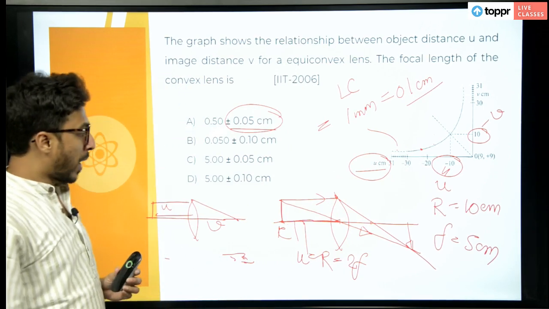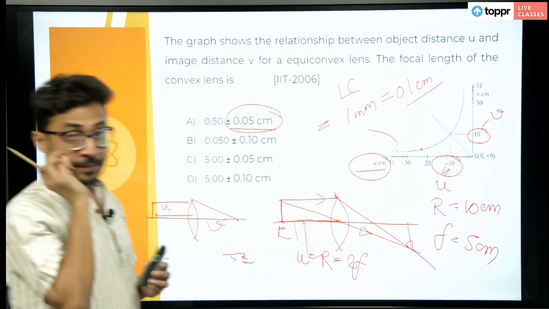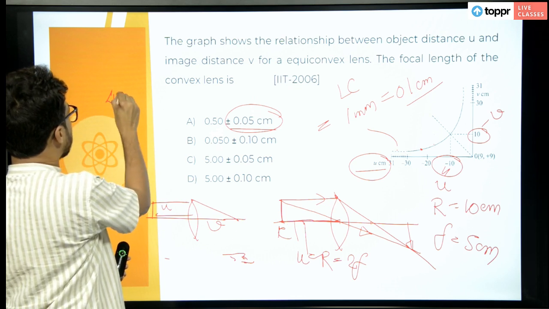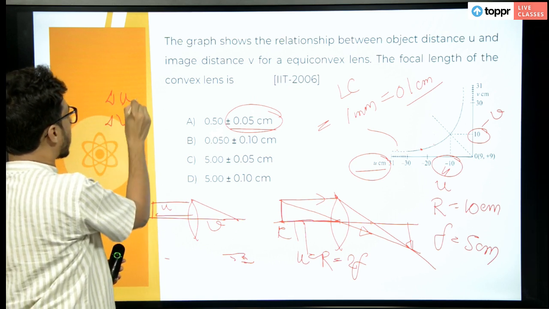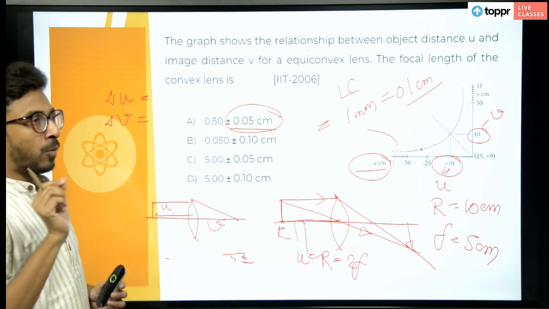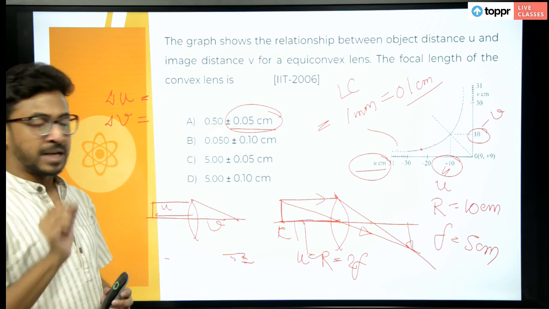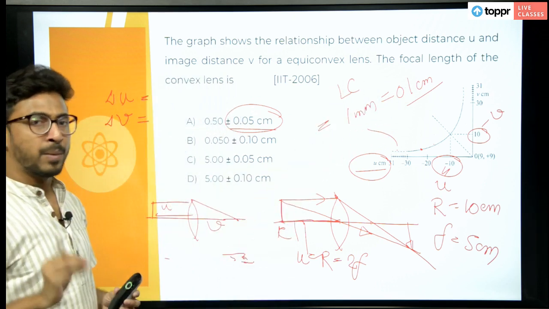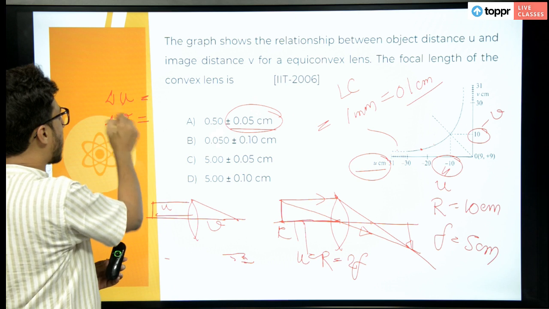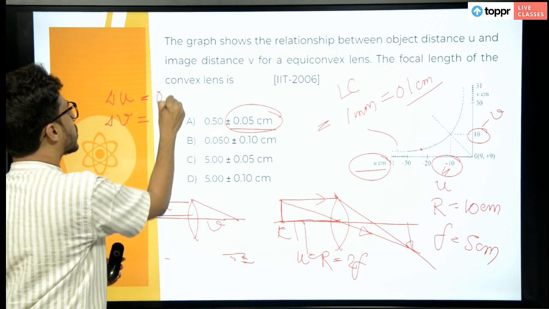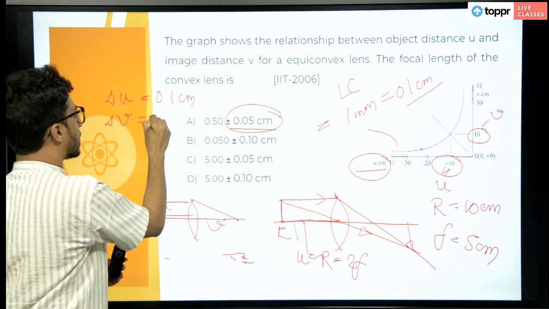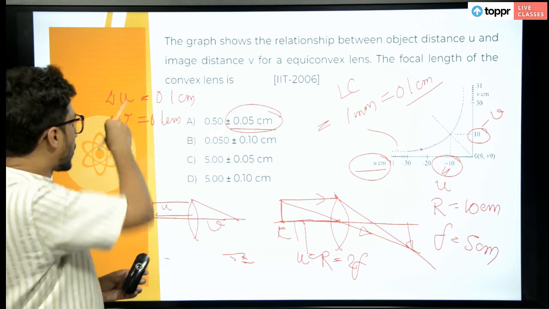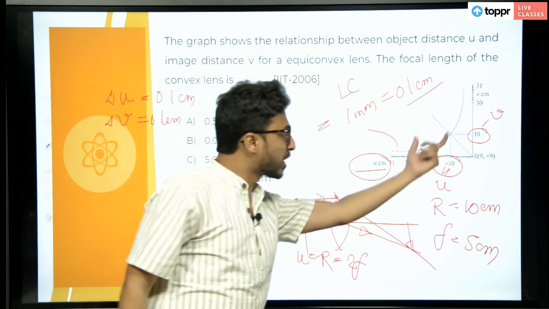So, while measuring u and v, the error in measuring u and v will be a maximum of 0.1 centimeter. So we can write del u or del v equals 0.1 centimeter. What are del u and del v? The error which is incorporated in measuring u and v.